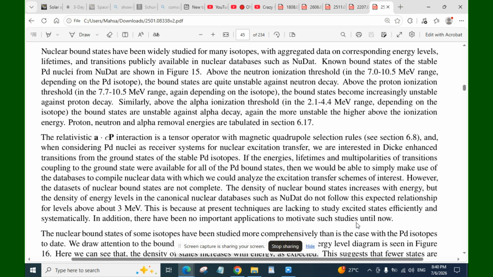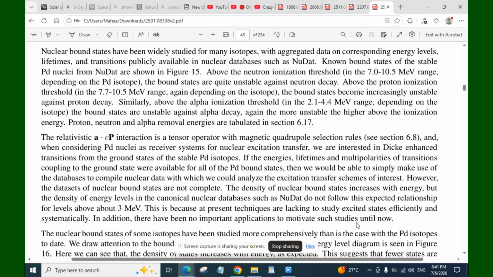Similarly, above the alpha ionization threshold in the 2.1 up to 4.4 megaelectron-volt range, depending on the isotopes, the bound states are unstable against alpha decay. Again, the more unstable, the higher above the ionization energy. Proton, neutron, and alpha removal energies are tabulated in section 6.17.